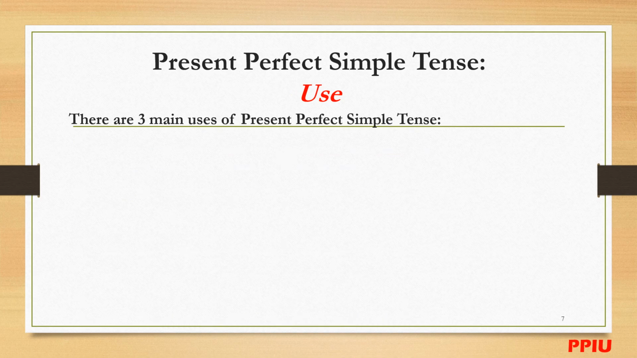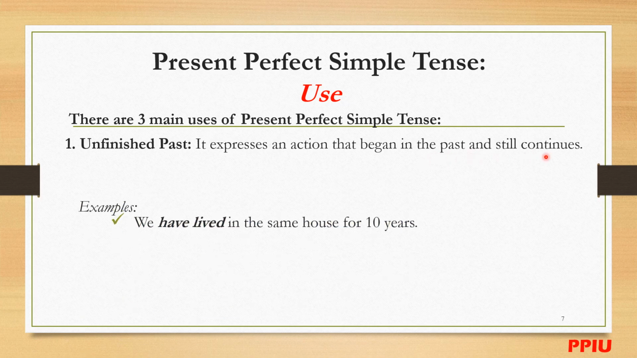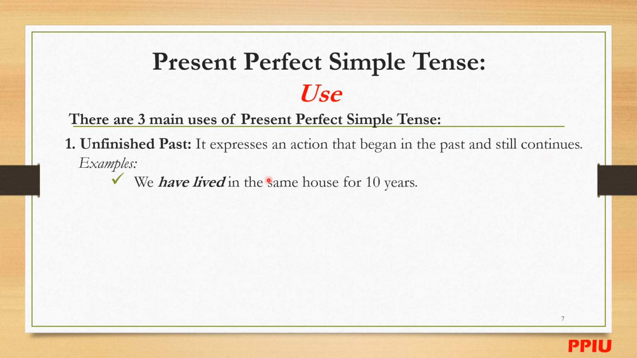Okay, we shall move to the use or usage. There are three main uses of the present perfect simple tense. The first one, unfinished past. It expresses an action that began in the past and still continues. It happened in the past, but it still continues, unfinished. Example, we have lived in the same house for 10 years, right?